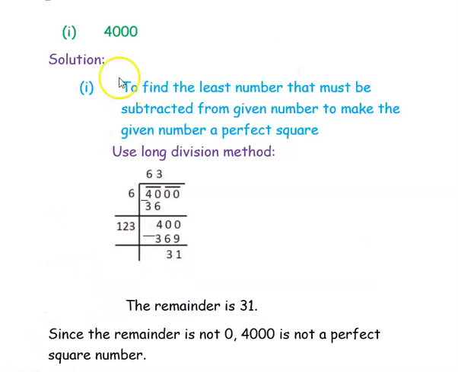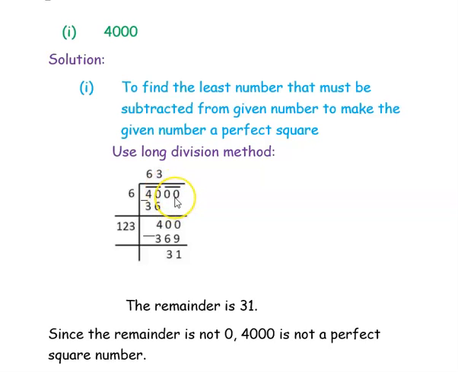The first number given is 4000. So, solution. We know the first step: we want to find the least number that must be subtracted from the given number, that is 4000, to make the given number a perfect square number. So now we are using the long division method to find the number to be subtracted. In the long division method, first I have written the given number 4000. The first step is we have to pair the digits. The pairing we have to start from the ones digit, we pair the next digit, and we place the bar.